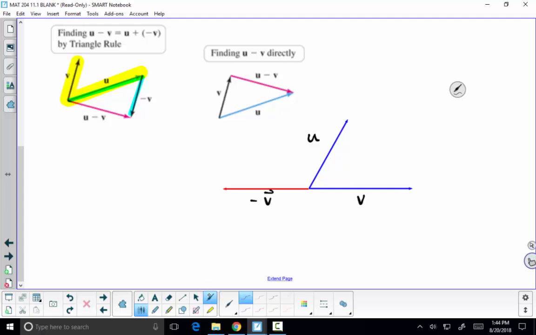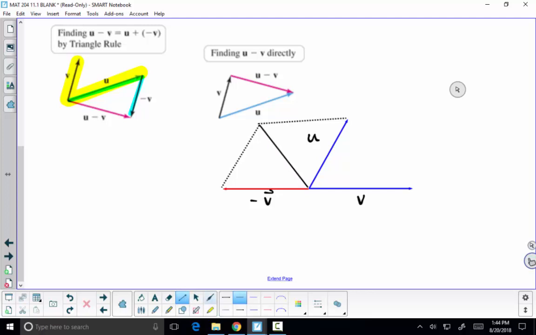OK, so if we were to add these two vectors together using the parallelogram rule, we're just going to draw the implied parallelogram. That implied parallelogram is going to come this way, there, and there, roughly. Sort of like that. And if we want to combine those two with the parallelogram rule, then we're just going to draw the diagonal of the parallelogram. So the diagonal of the parallelogram is going to come right up through here.